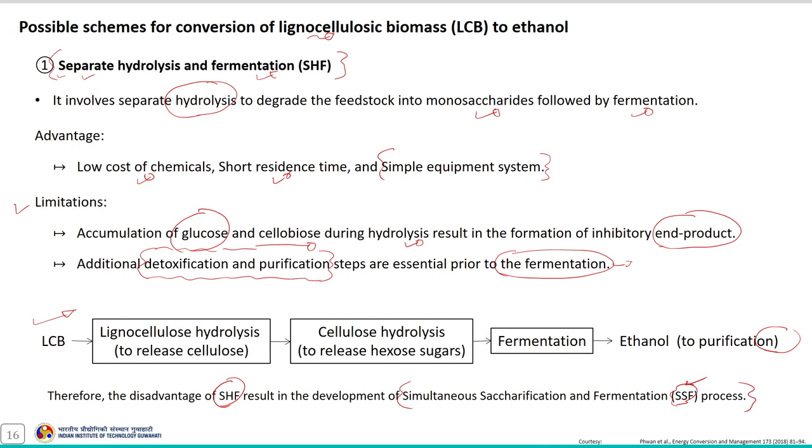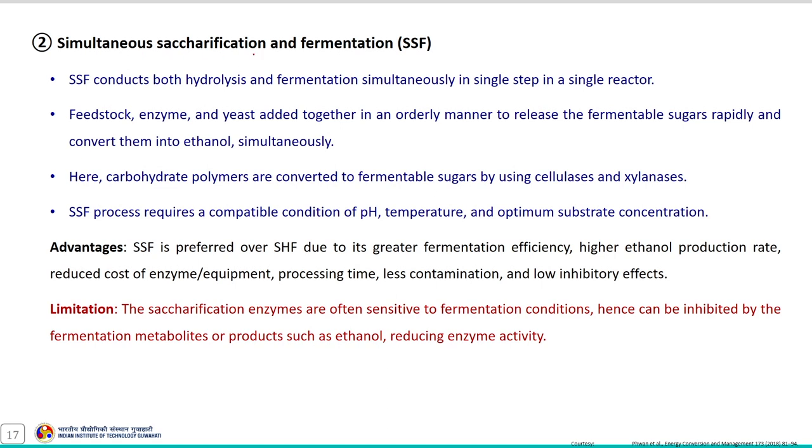So now let us discuss this SSF process, simultaneous saccharification and fermentation. It conducts both hydrolysis and fermentation simultaneously in a single step in a single reactor, and that is the advantage of this process. The feedstock, enzyme, and yeast are added together in an orderly manner to release the fermentable sugars rapidly and then convert them into ethanol simultaneously. And that's why it is named the simultaneous saccharification and fermentation process.